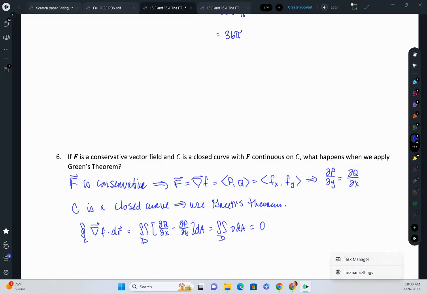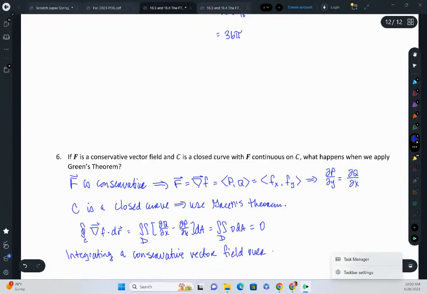So integrating a conservative vector field over a closed curve will always result in 0.